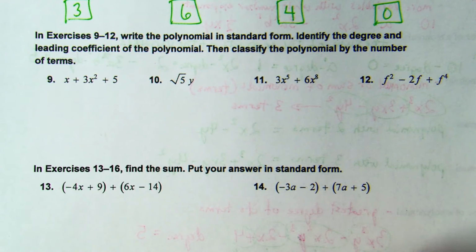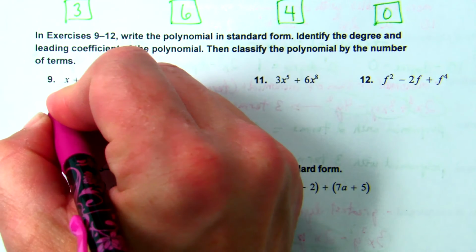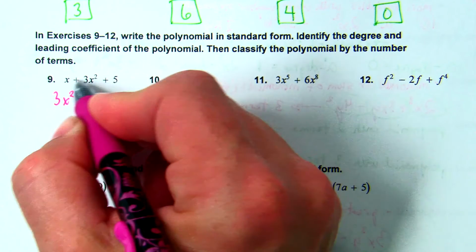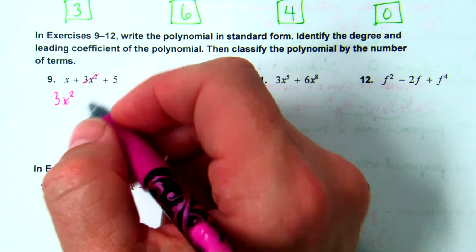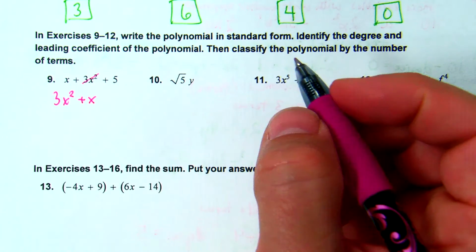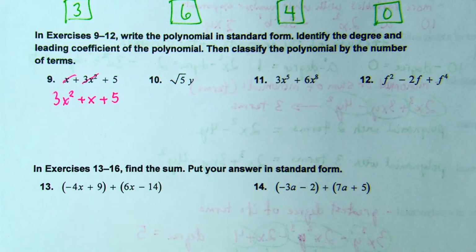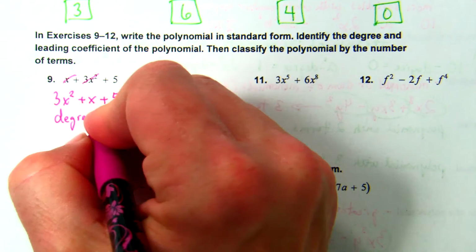First of all, what would be my first term if I'm rewriting this in standard form? It's going to be 3x squared, because it's the highest exponent of the terms that we have here. So now 3x squared is gone. The next term would be the x, and then the final term would be the constant of 5. All right, now that's in standard form. What is the degree of this polynomial?